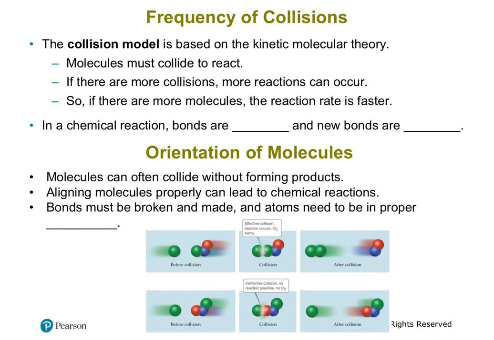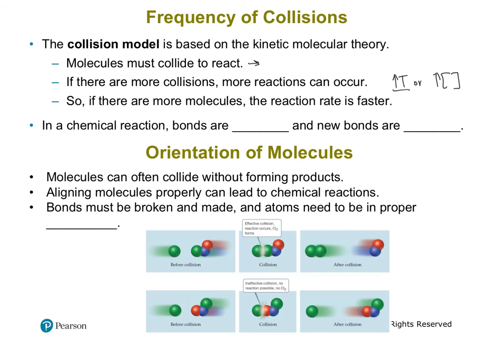Now we also think about the frequency of collisions. The collision model is based off kinetic molecular theory, which we did in the gas chapter. Molecules are going to hit into each other, and when they collide, they can potentially react. So the more collisions we have, the more reactions are going to happen, and that's going to happen as we either increase our temperature or increase the concentration of our reactants.